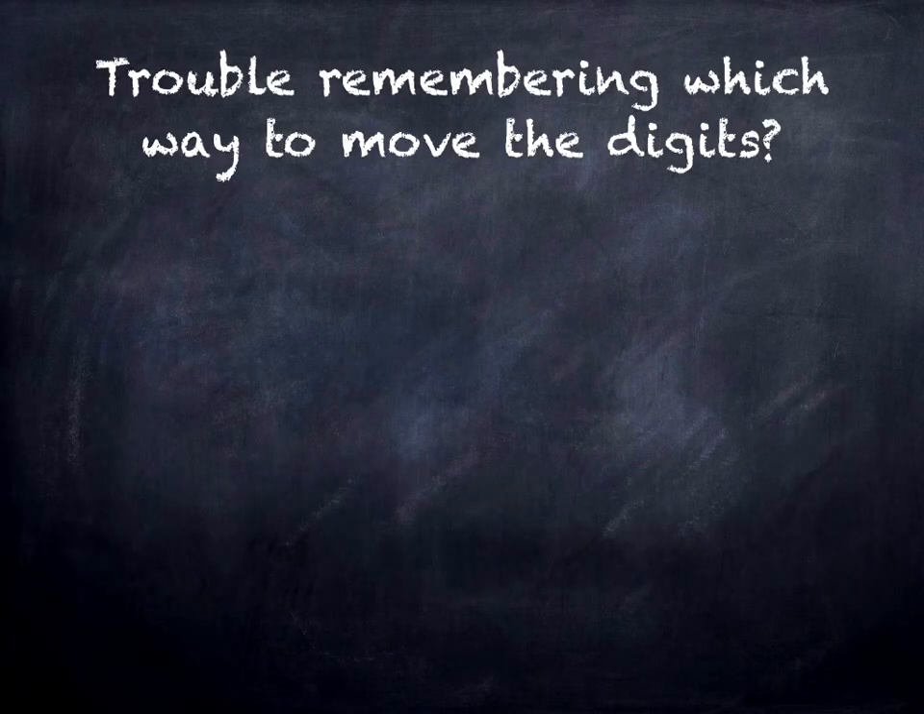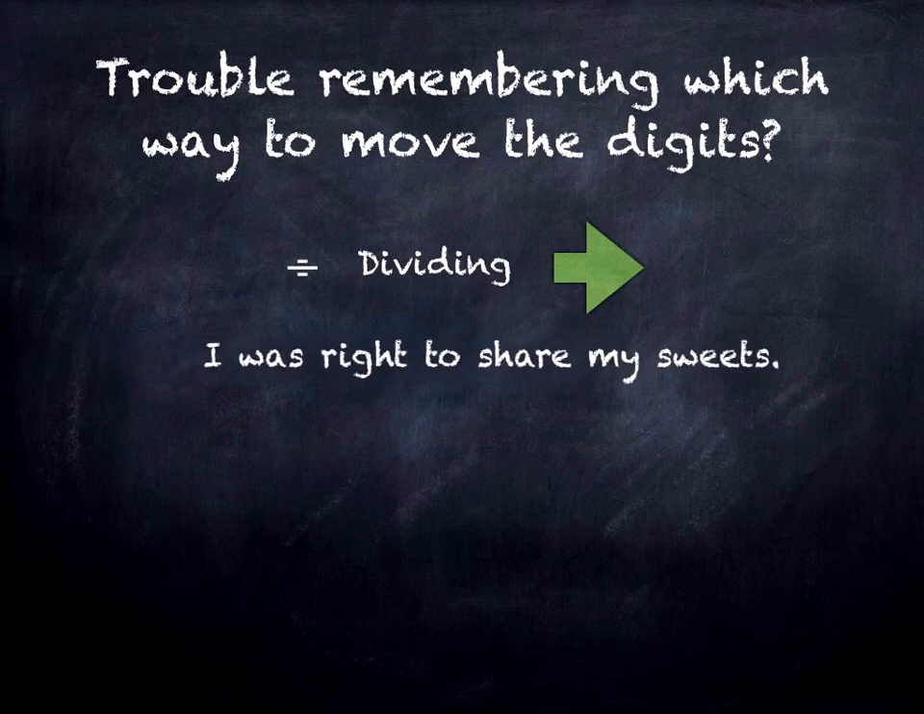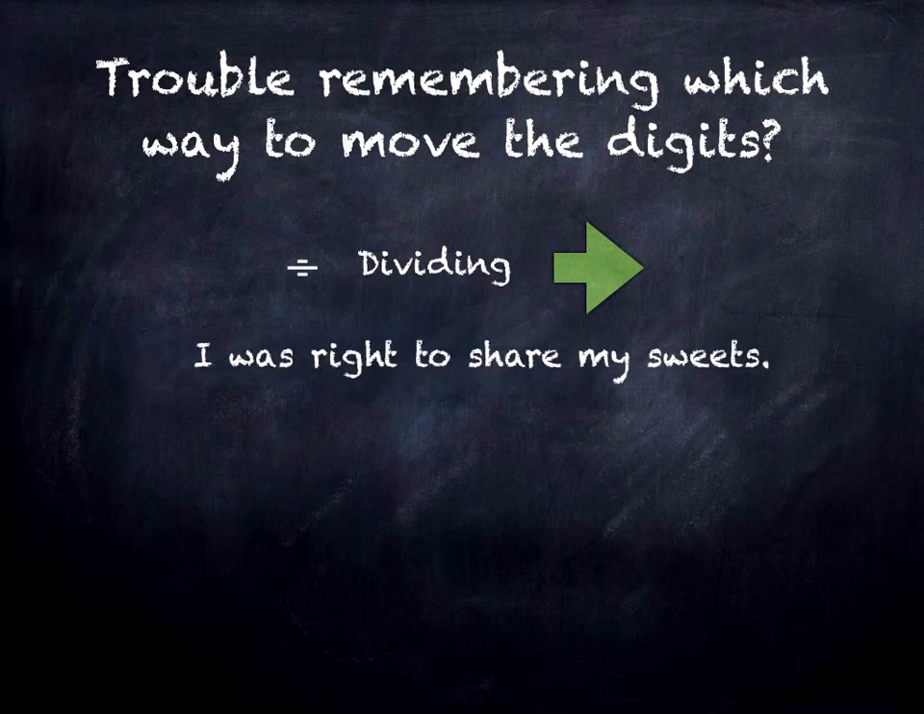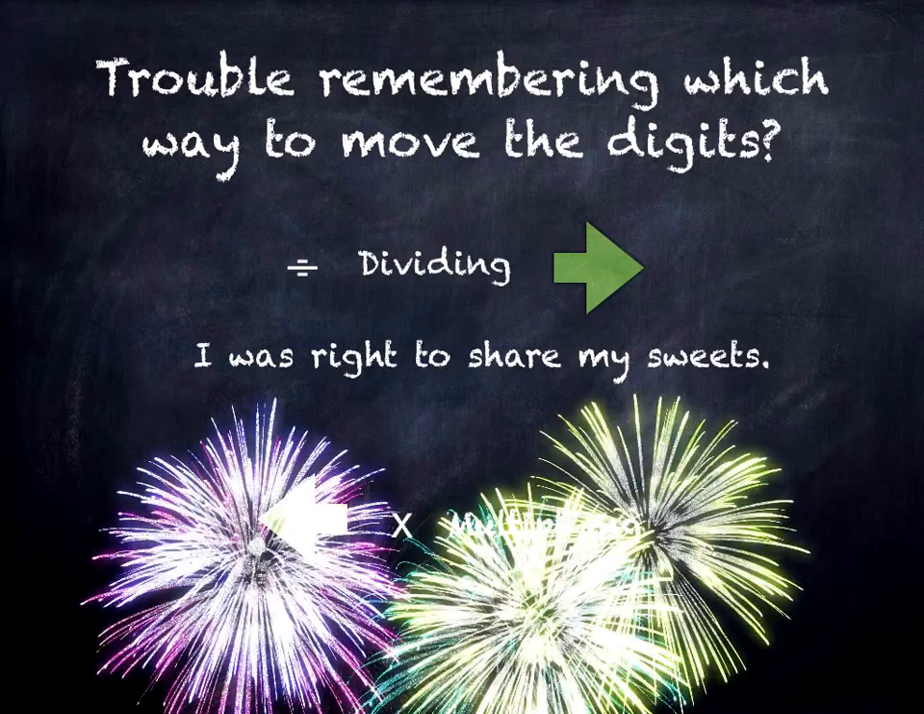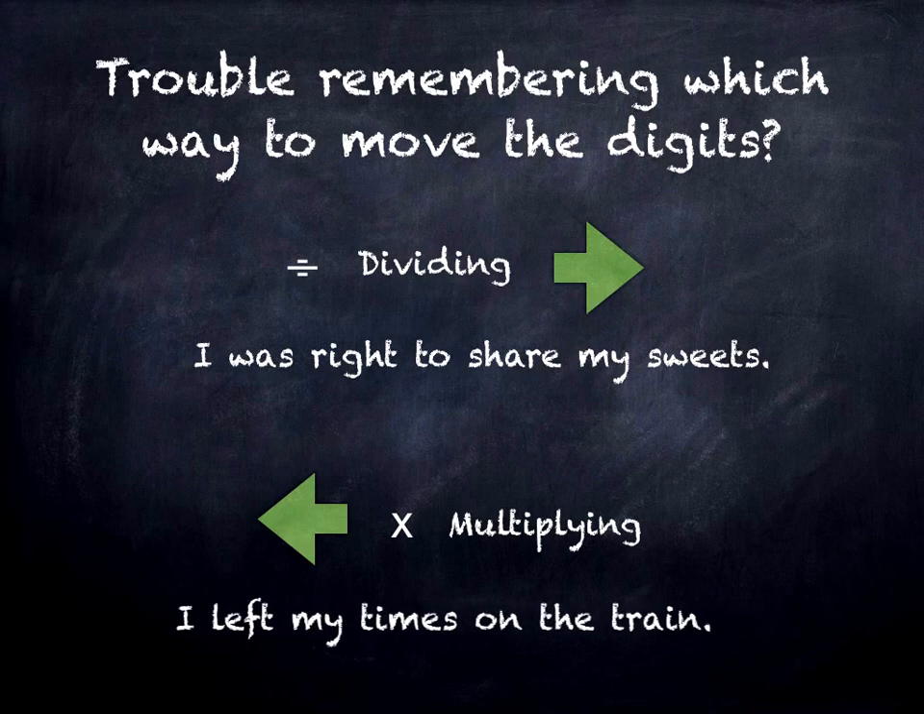Now, if you have trouble remembering which way to move the digits, try this. When we divide, we go to the right. I was right to share my sweets. And when we multiply, we go to the left. I left my times on the train. Now let's have a look at some more examples.